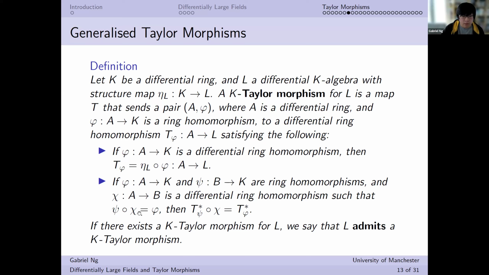And secondly, if we have the same commuting triangle as before, so φ from A to K and ψ from B to K ring homomorphisms, and χ from A to B is a differential ring homomorphism which makes the triangle commute, then the resulting triangle after applying T, there's no T star here, should still commute. And if there exists a K-Taylor morphism for L, then we say that L admits a K-Taylor morphism.